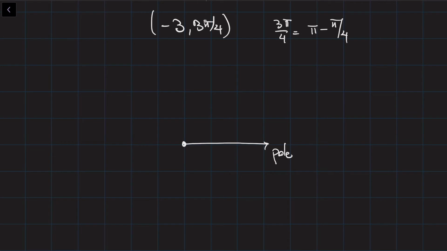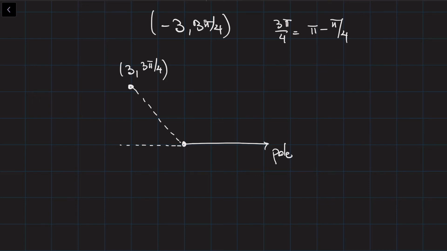If I give the common denominator, it's going to be exactly pi over 4. So this is going to be the pi, and this is smaller than the pi by exactly pi over 4. So I'm going to draw this point. This point is going to be equal to 3 and 3 pi over 4.